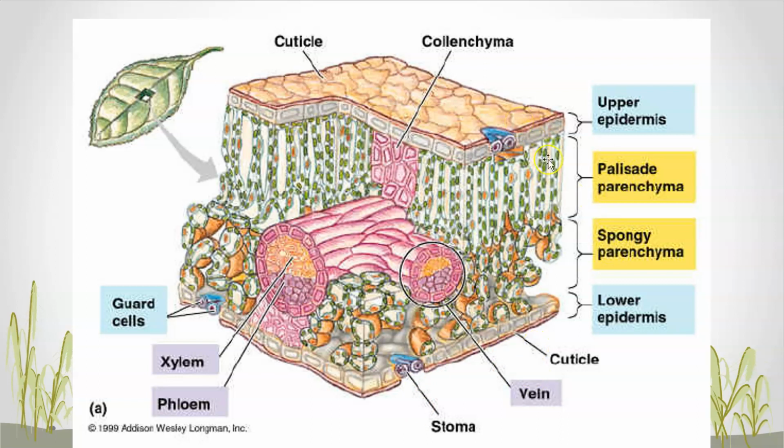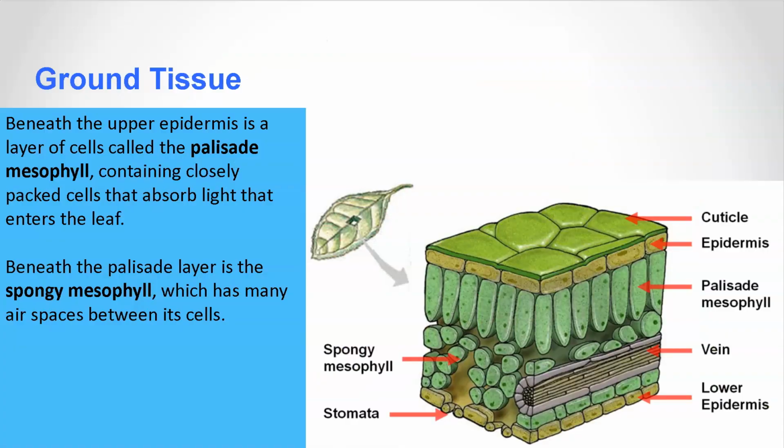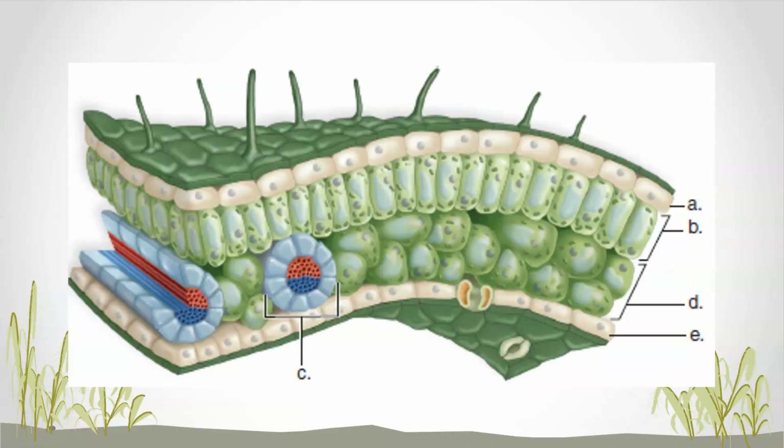And then we have all these layers, the palisade and spongy layers, that have cells with chloroplasts containing all the machinery necessary to run photosynthesis. So here's a better picture, probably less pixelated, and here's just another picture of leaf anatomy.